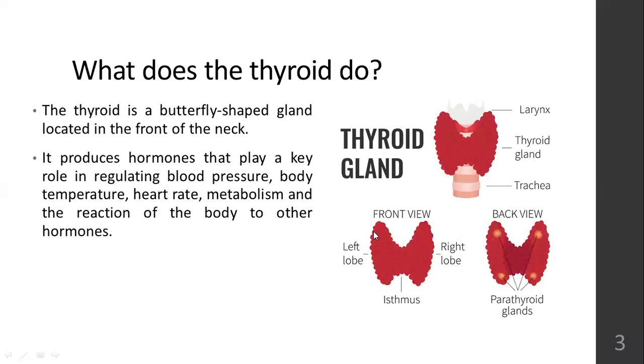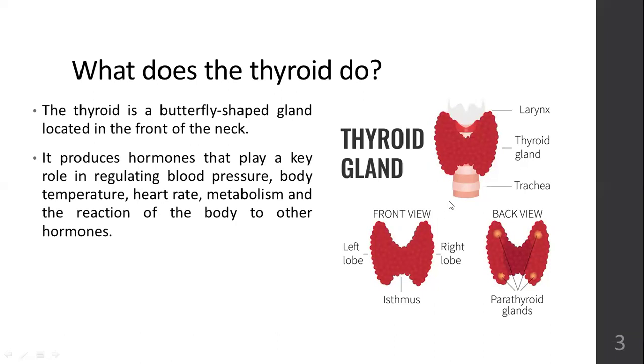So what does thyroid do? What is this gland? What does it do? Thyroid is a butterfly-shaped gland. It is located in front of your neck. It produces hormones that play a key role in regulating your blood pressure, body temperature, heart rate, and most importantly, your metabolism. Thyroid hormones are responsible for your metabolism, and also how your body reacts to certain other hormones. Thyroid hormones play an important role in these areas.